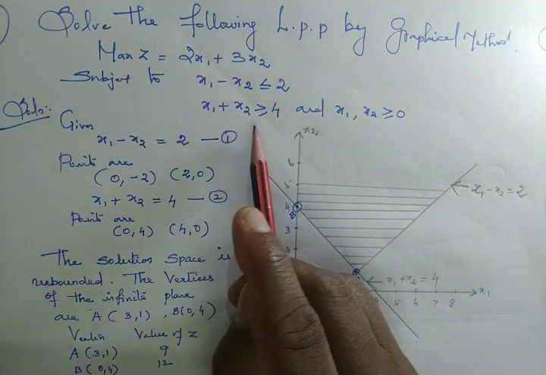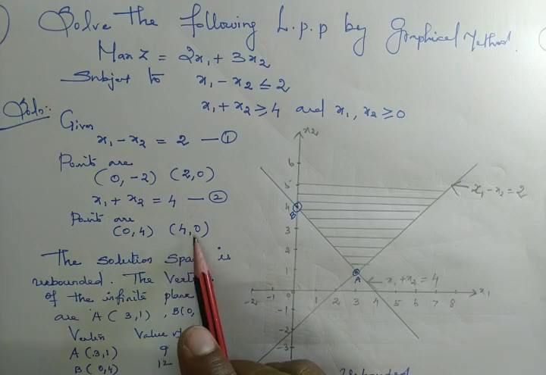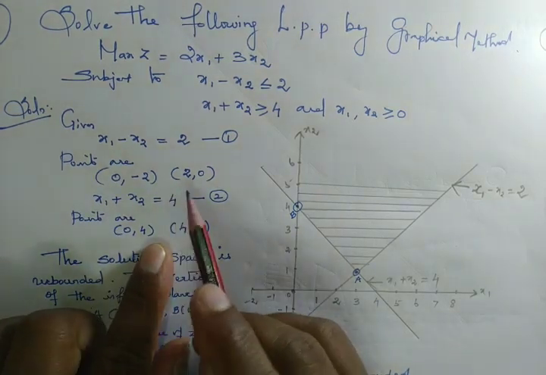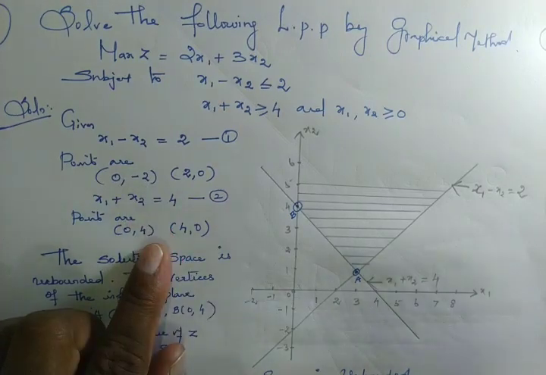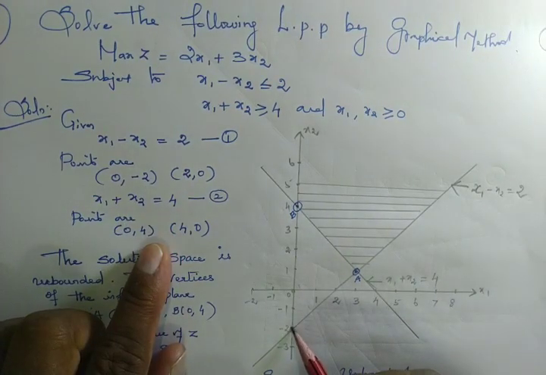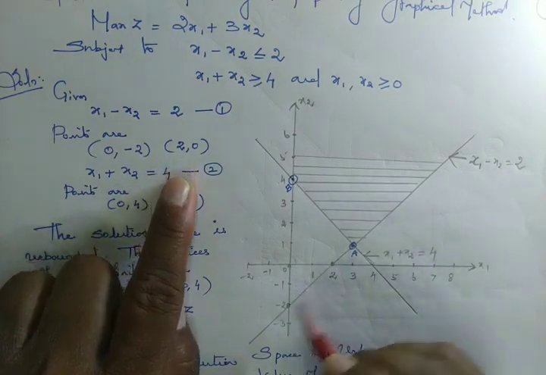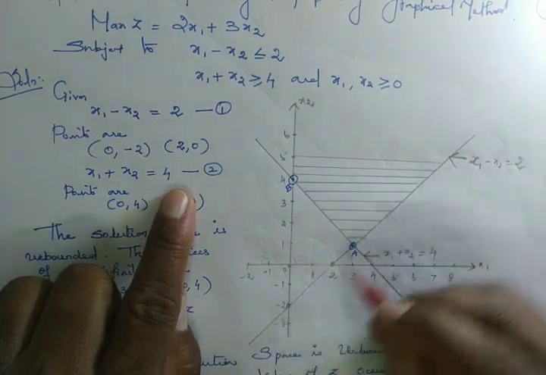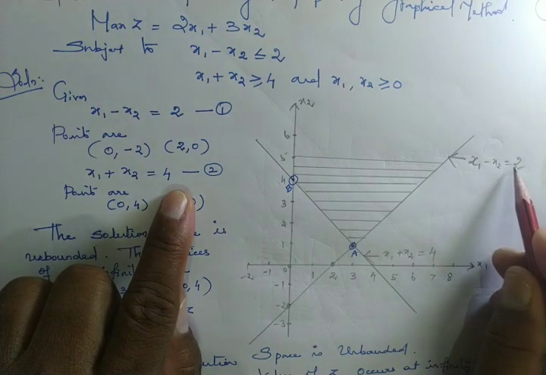Similarly, the second constraint we put equal to 4 and solve, getting two points: (0, 4) and (4, 0). We plot these two lines on the graph. The first one is (0, -2) and (2, 0). By joining these two points, we get a straight line, and this line is x1 minus x2 equal to 2.